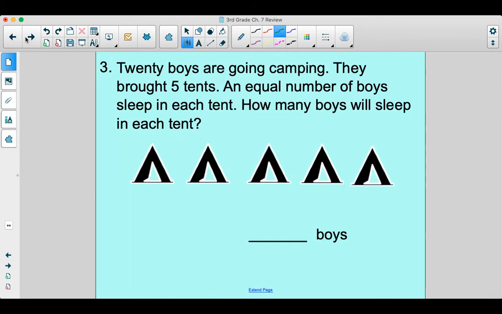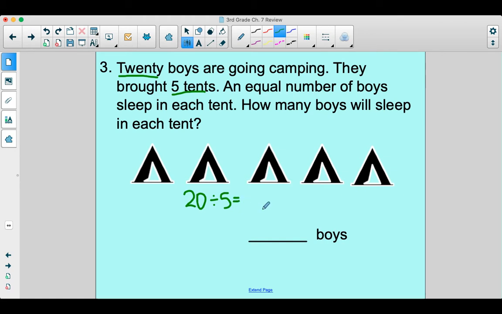All right, number 3. 20 boys are going camping. They brought 5 tents. An equal number of boys sleep in each tent. How many boys will sleep in each tent? Okay, so we have 20 boys going camping, so 20 kids, and then they're going to be divided amongst 5 tents. So divided by 5. That will give us the number of boys per tent, right?